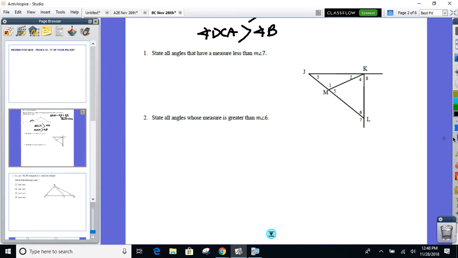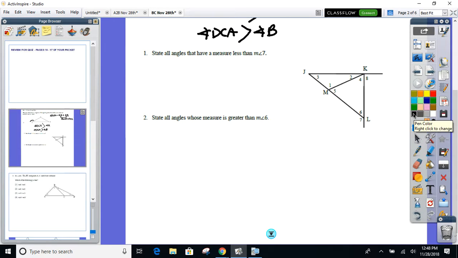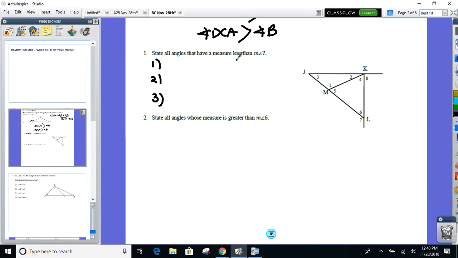Okay, hold on. Hold on. First thing, angle 7 is exterior. So it's got to be greater than any remote interior angles to it. But I will also give you this one and only one warning. Angle 7 is an exterior angle for more than one triangle in this diagram. There should be 5 of them.